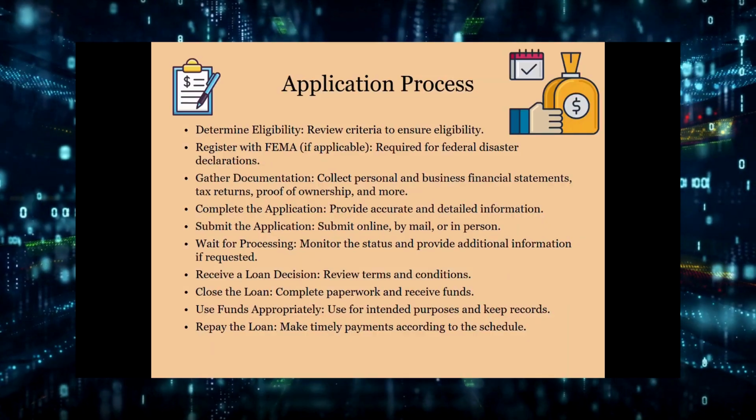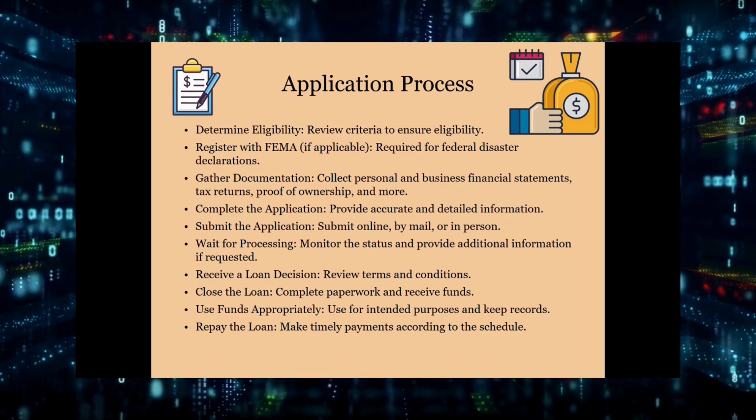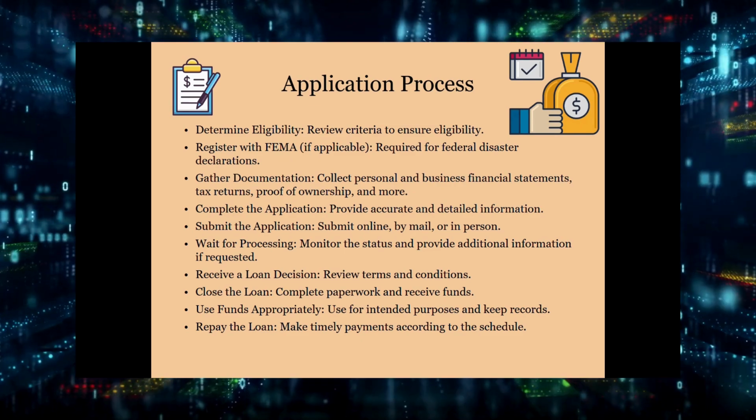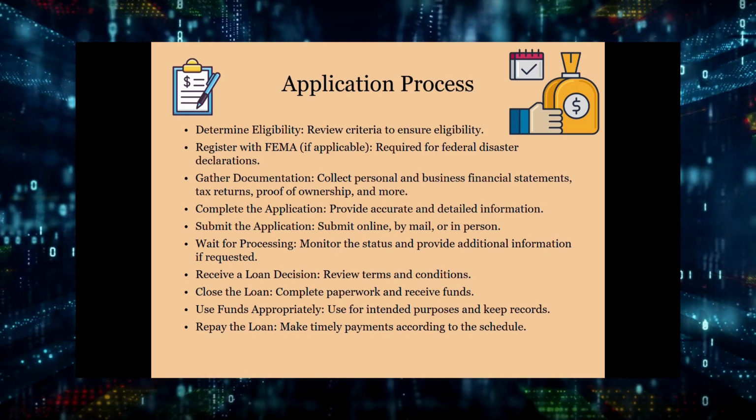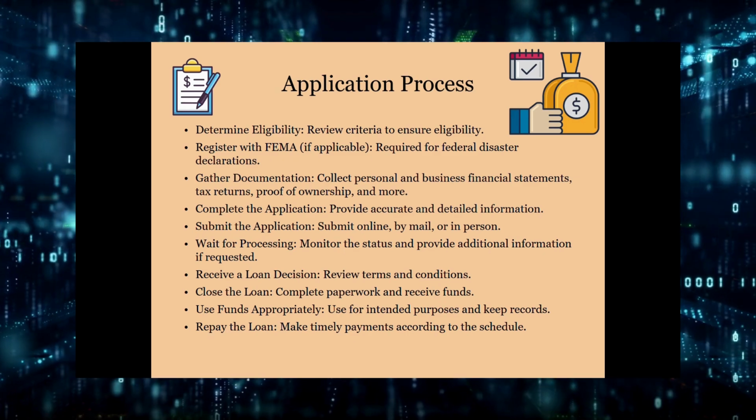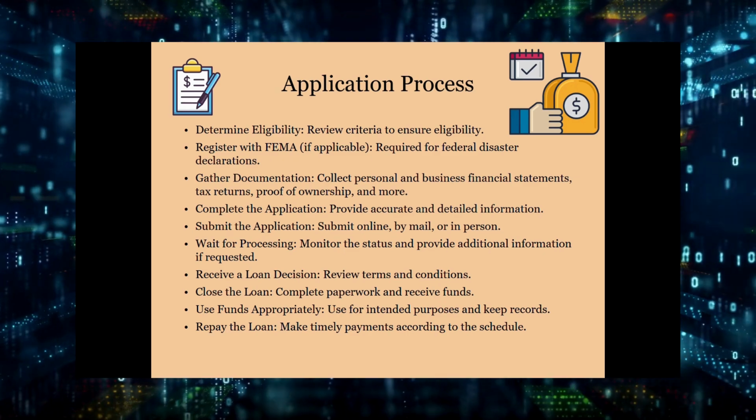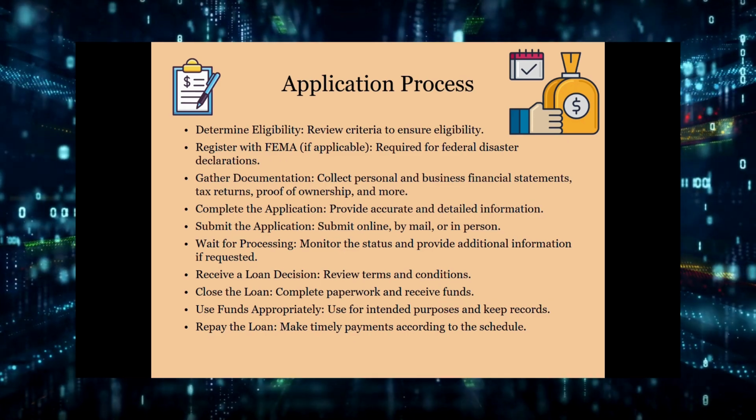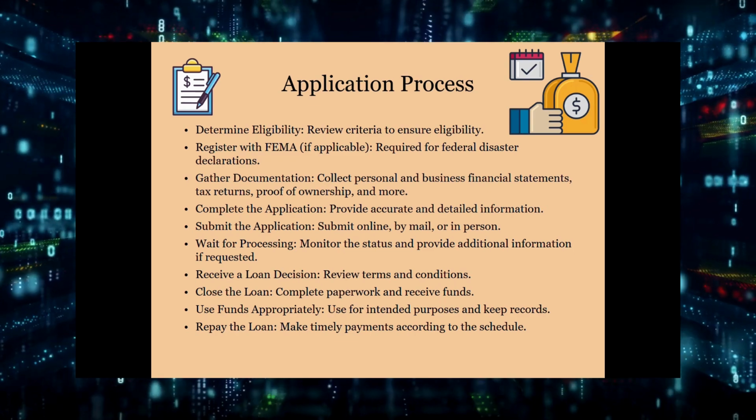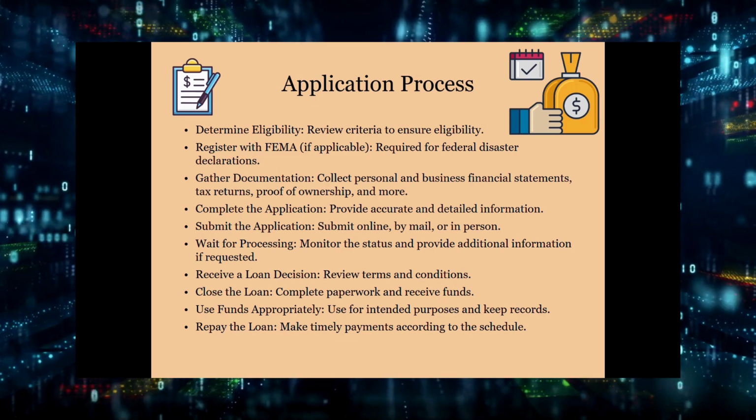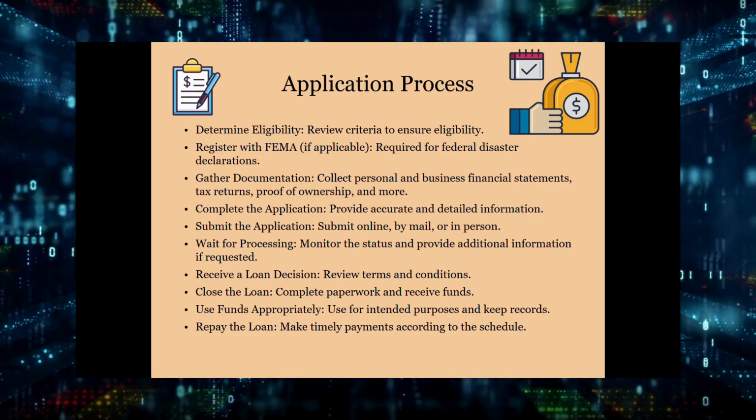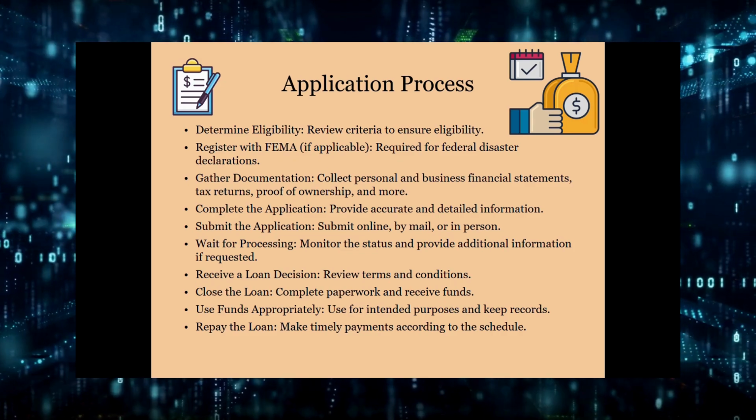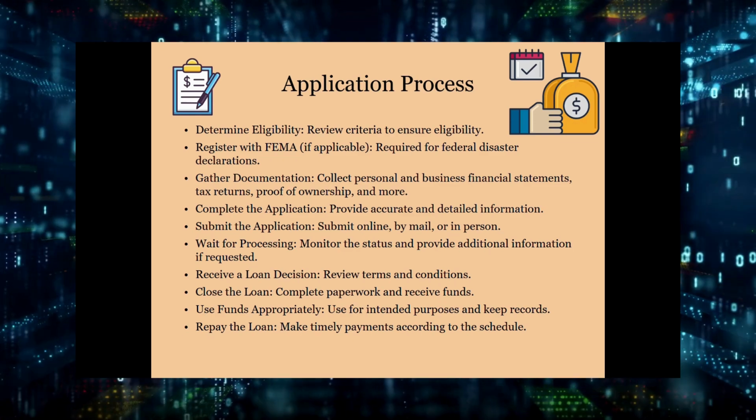Now let's walk through the detailed application process for an SBA disaster loan. Determine eligibility. First step is to review the eligibility criteria to ensure you meet the requirements. Eligibility varies based on the type of disaster and the nature of the entity applying. Make sure to check the specific criteria for homeowners, renters, businesses, and nonprofits. Register with FEMA if applicable.